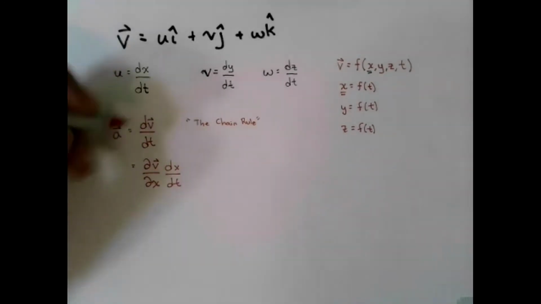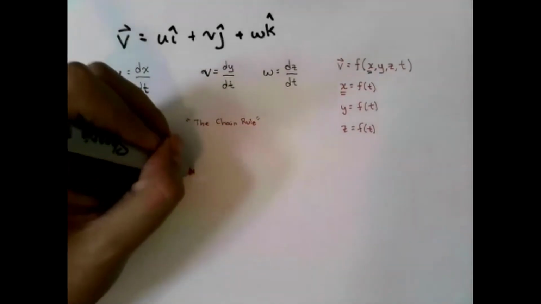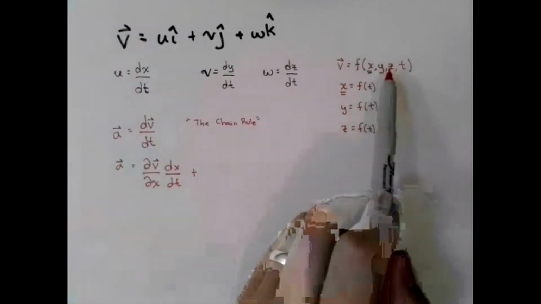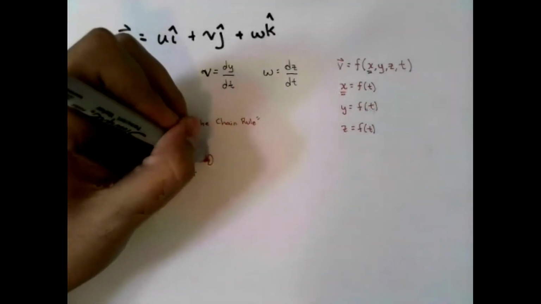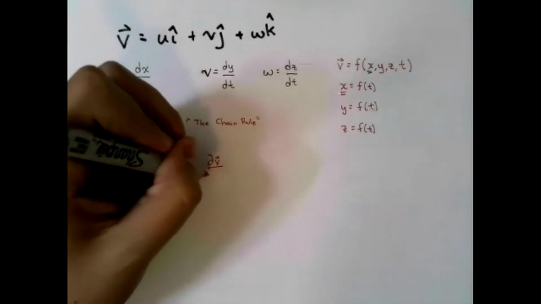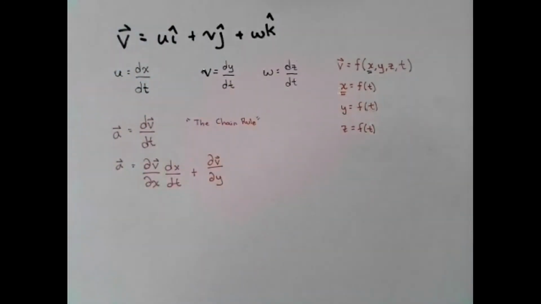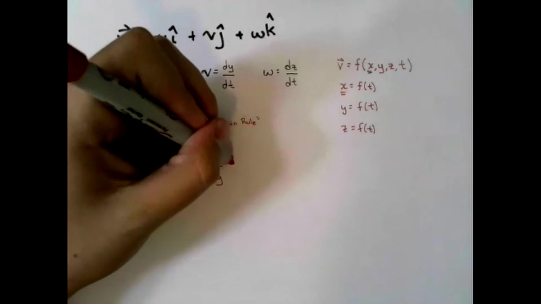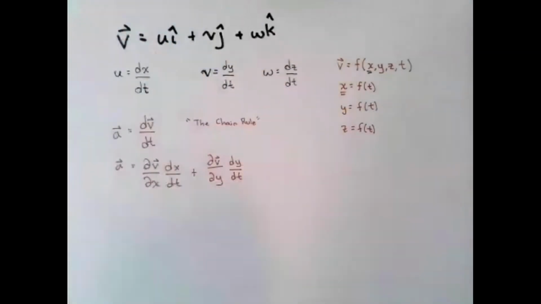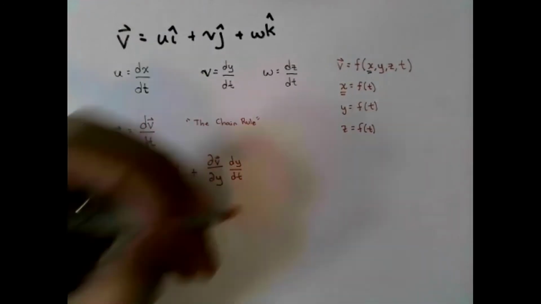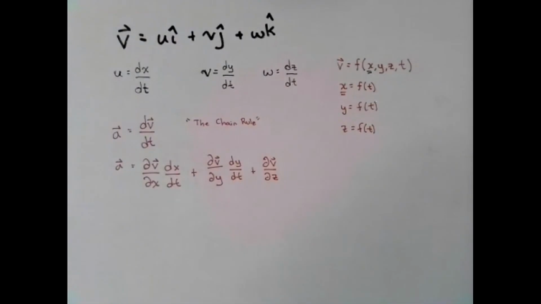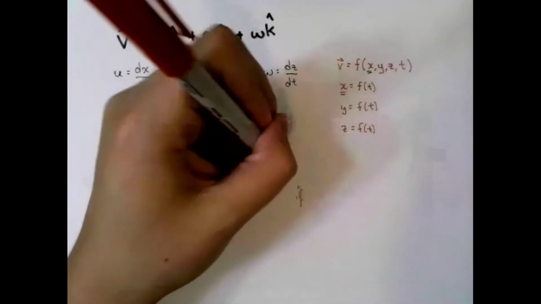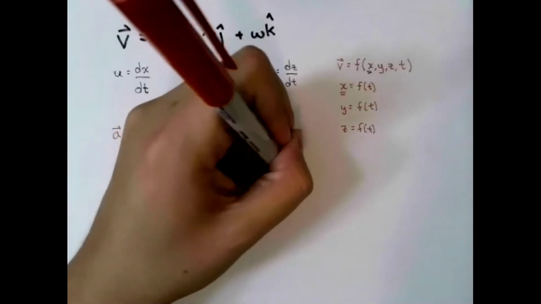Good, but this is only the first term of our acceleration vector. We need to repeat the same procedure with my y, with my z, and with my t variables. So looking at my y variable, we say that acceleration will be equal to the change in velocity with respect to my y position, multiplied by the change of my y position with respect to time. We repeat the same thing for z: change in velocity with respect to my z position, multiplied by the change in z with respect to time.